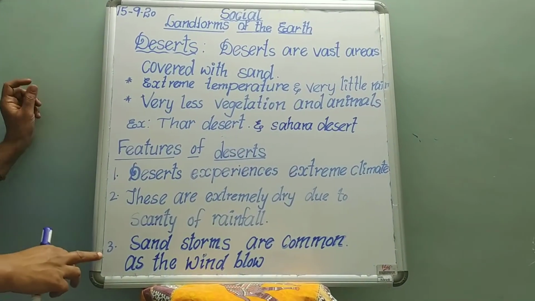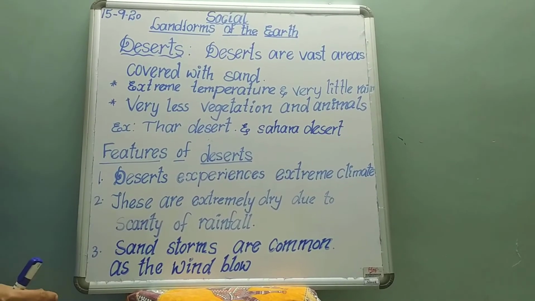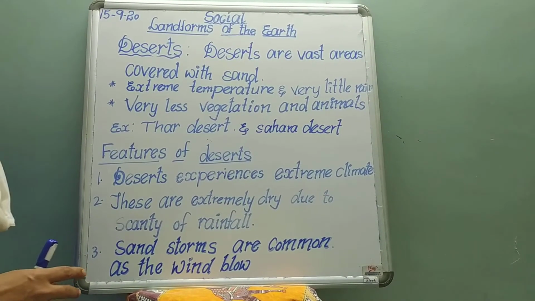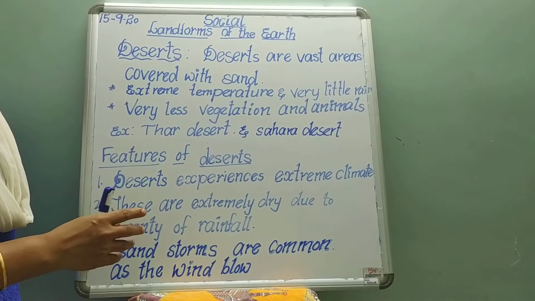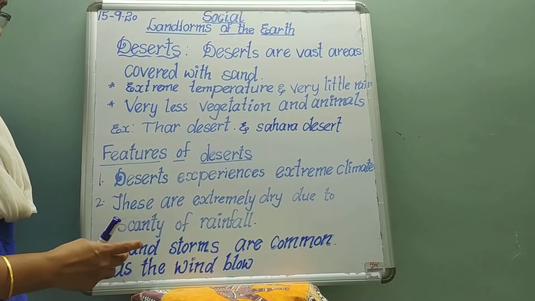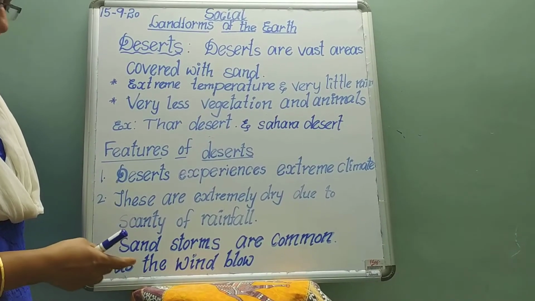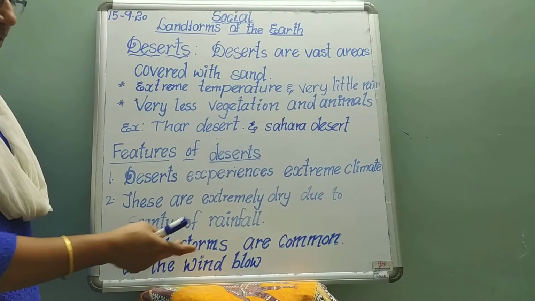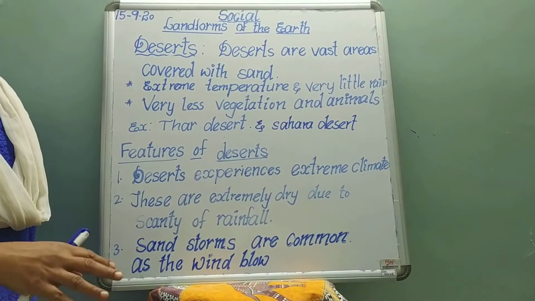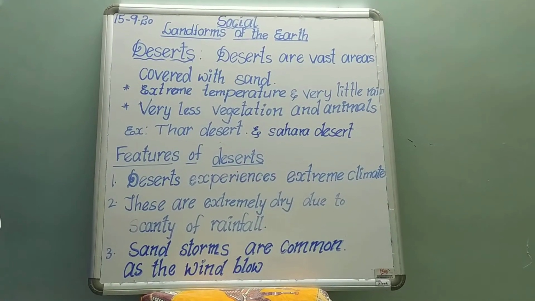And next, sandstorms are common as the wind blows. We know storm, no? What do we say storm in Telugu? Tufan. So what type of storms will come? Sandstorms. These are very common in the deserts.